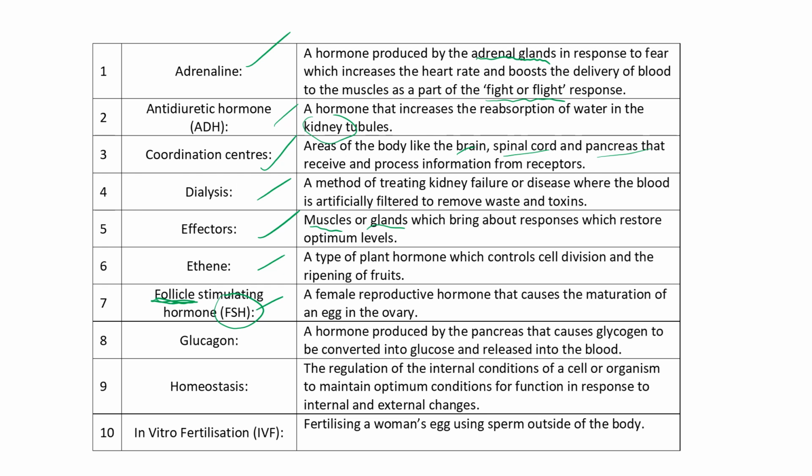A hormone produced by the pancreas that causes glycogen to be converted into glucose. Okay, so you've got glycogen, convert it into glucose, and the hormone is glucagon. Okay, it's kind of like the opposite of insulin. The regulation of internal conditions of a cell or organism to maintain optimal conditions. So it's all about optimal conditions. It's all about the whole unit itself: homeostasis.